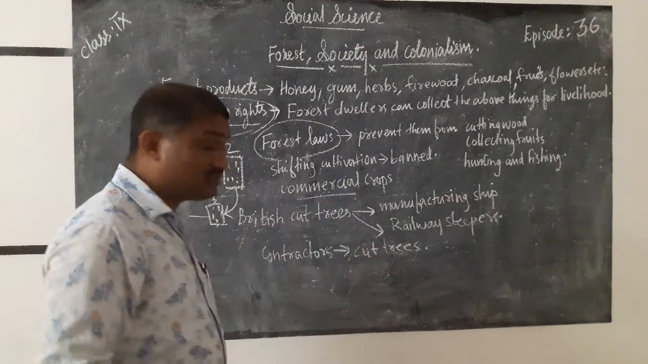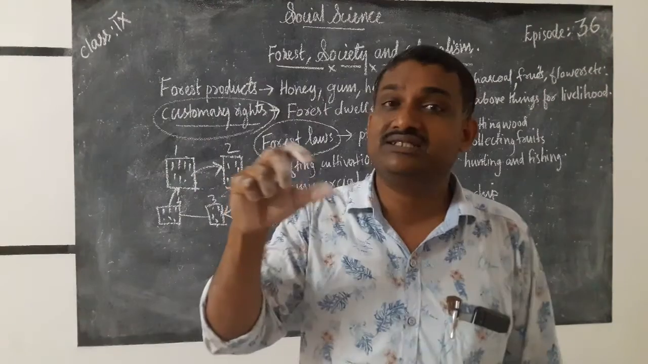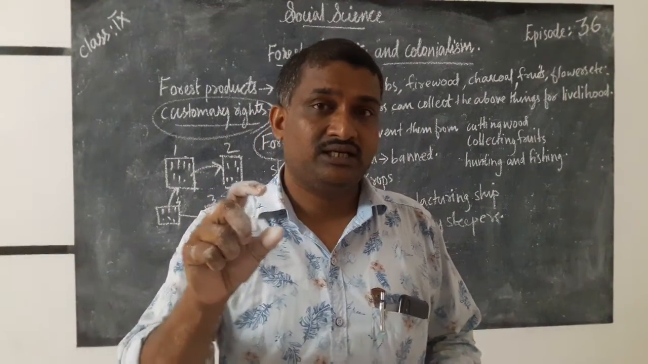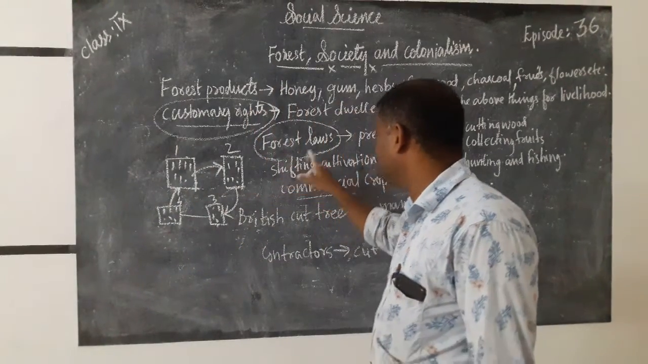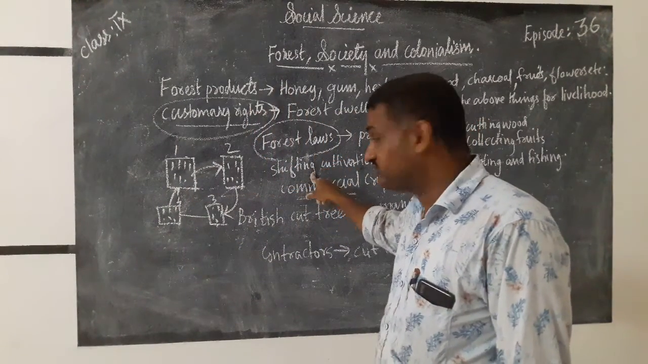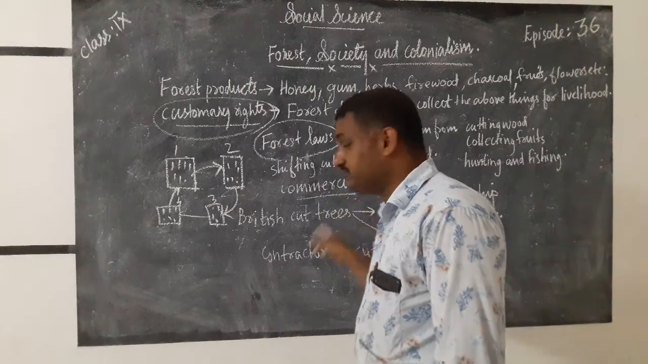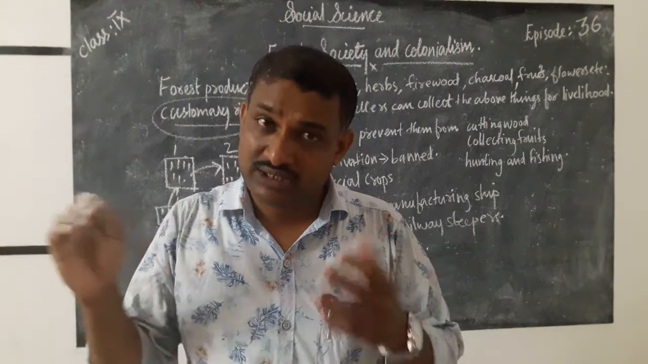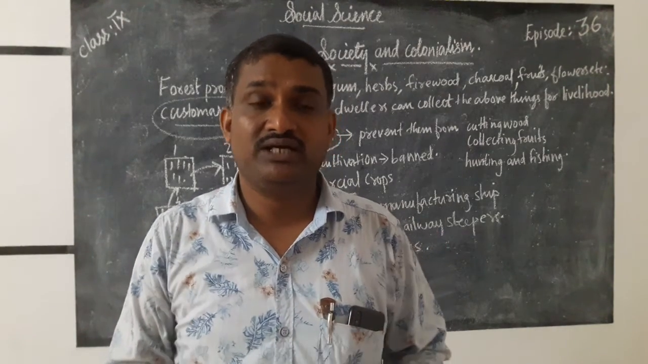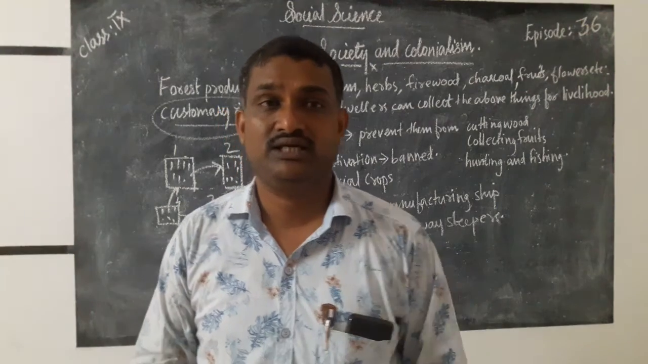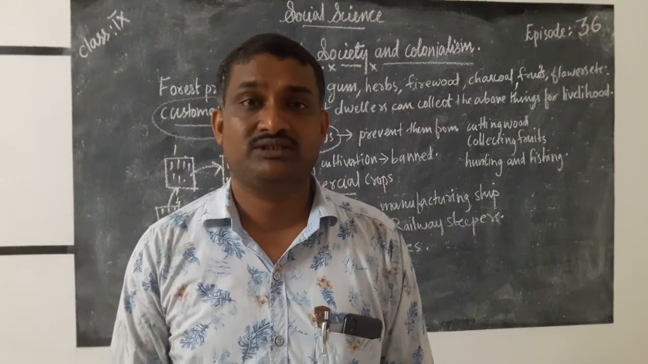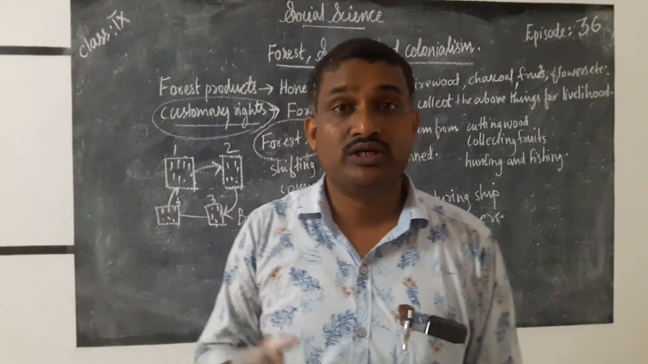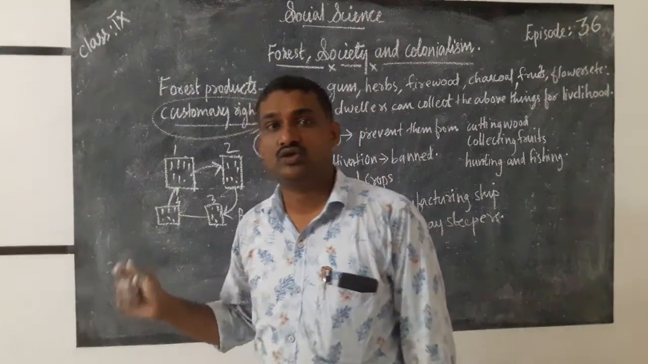Next, you know that the Britishers started commercial crops in India. The Britishers first introduced this forest law. Next they banned shifting cultivation. Afterwards they started commercial crops. You know that from ancient times onwards, the people of India cultivated food crops. They gave more importance to food crops rather than commercial crops.